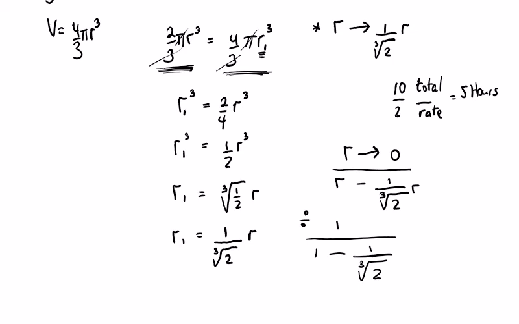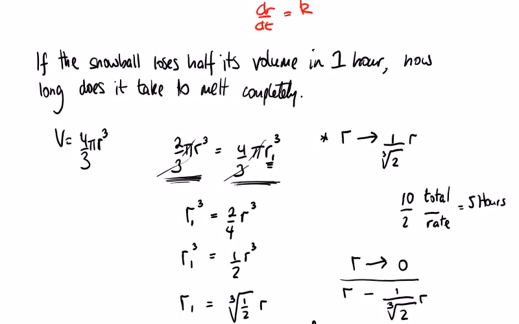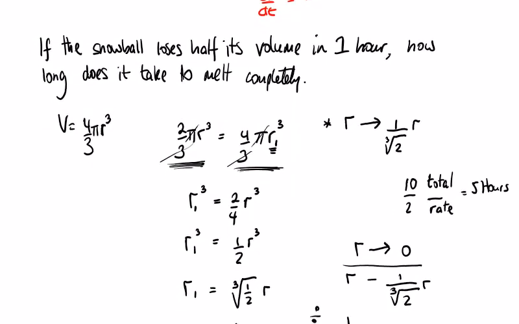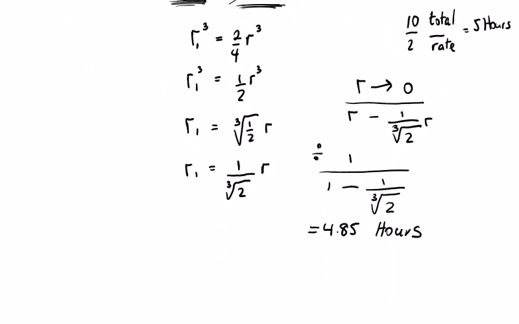So if we type this into our calculators, it's going to give us, to 2 decimals, 4.85, and that would be hours. So it's going to take 4.85 hours to melt. But I think the question asks how long more? How long does it take to melt completely? So this is how long it will take to melt completely, and we can just convert that into minutes. If we multiply by 60, we're going to get 290.84 approximately, or 291 minutes for the snowball to melt completely.